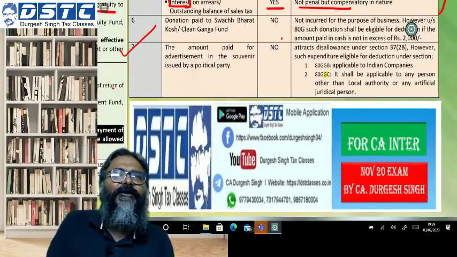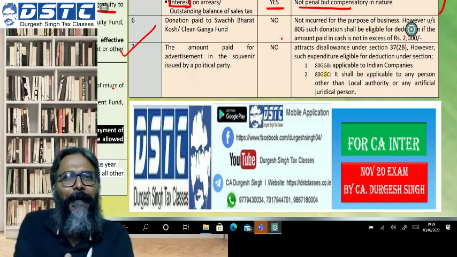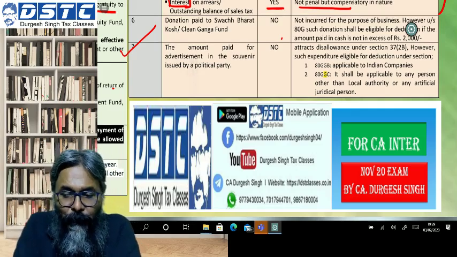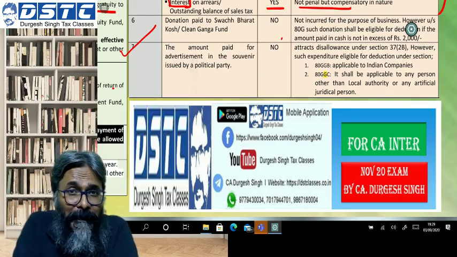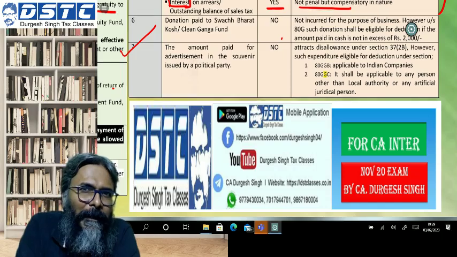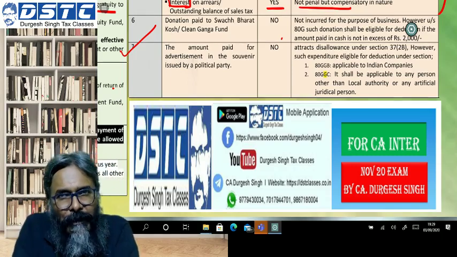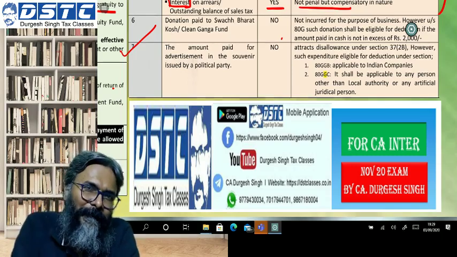There are a lot of advertisements that you do in the newspaper of the political party, isn't it? You may be aware of that. There are many newspapers which are being put across by the political party. So the company or the assessee who is doing their advertisement in the newspaper, it is actually a donation that you are giving to the political party.